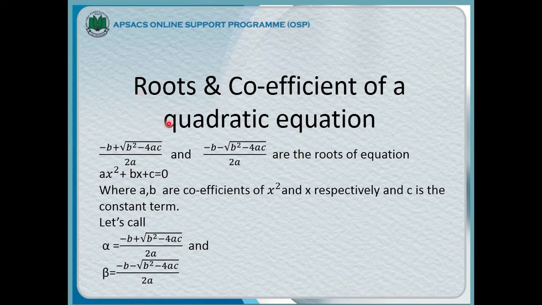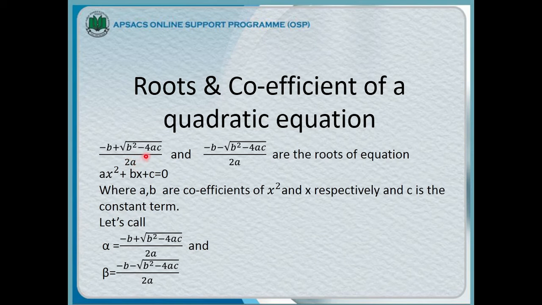Roots and coefficients of quadratic equation. As you all know, ax square plus bx plus c is equal to 0 is a standard form of quadratic equation, and in this equation a and b are the coefficients of x square and x respectively, whereas c is the constant term. And if we apply completing square method on this standard form of quadratic equation, we get two values of x, that is minus b plus minus under root b square minus 4ac upon 2a.